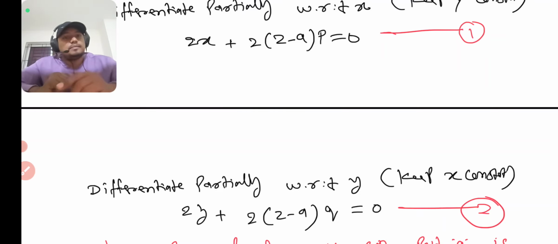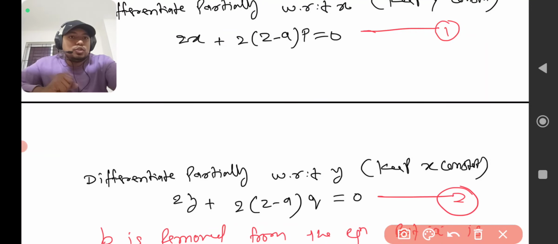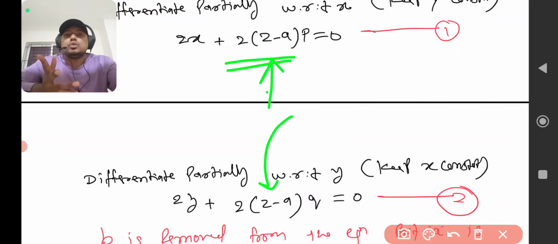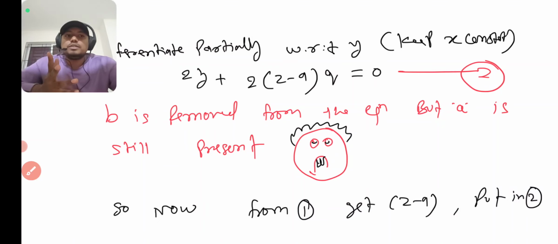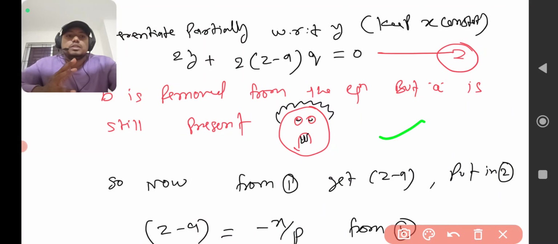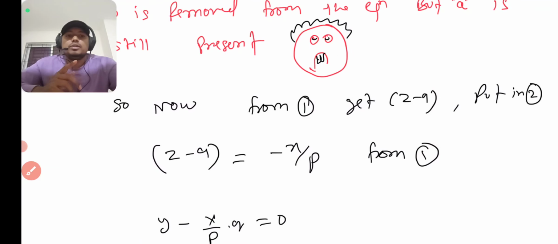So it's better you do one thing. See, different students can suggest different approaches, like sir, 2 equations are there, add them, subtract them, divide them, anything. So what I will suggest you, this 2z minus a is common in both equations. Find the value of 2z minus a from equation 1 and substitute here in equation 2, that's all. The 2z minus a term will be eliminated automatically. So that I did. B removed from the equation, but a is still present in the question. So now from equation 1 get 2z minus a and put into equation 2.